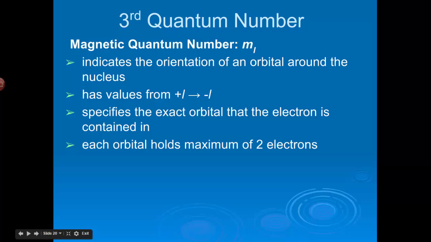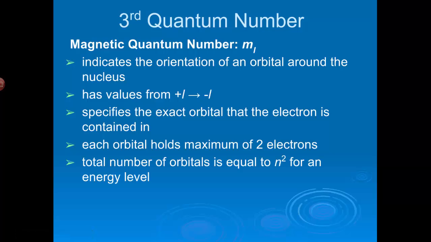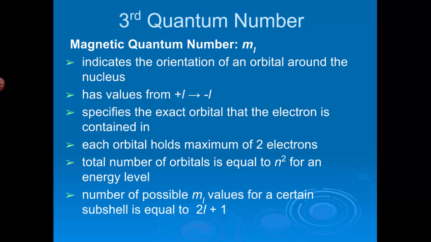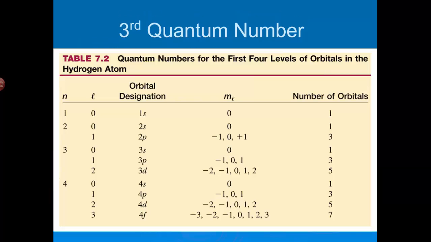Each orbital can hold a maximum of 2 electrons. Okay? That's important to remember. So the total number of orbitals in an atom is equal to n squared for an energy level. Okay? The possible m sub L values for a certain subshell is equal to 2L plus 1. This is just if you want to know how many values there are going to be. Right? It might be helpful to look at some examples to see how this works.